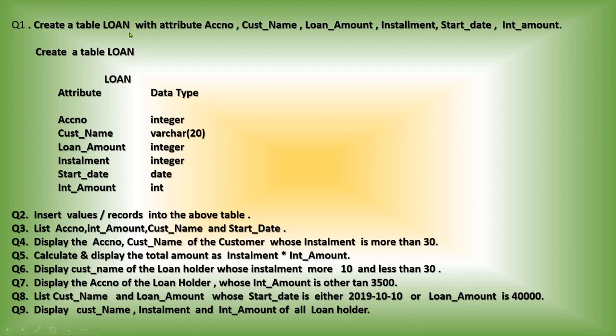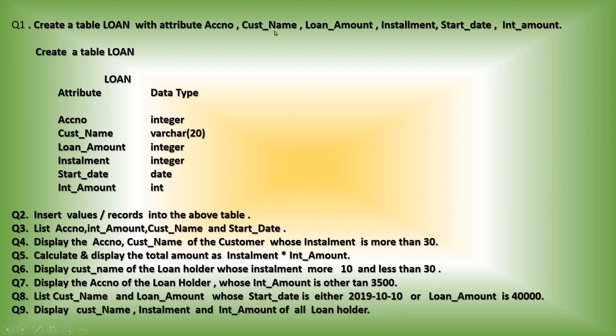Here, create a table loan with attributes account number, customer name, loan amount, installment, start date, end date. So when you create the table, first identify the attributes of the table. See, the first one is account number. Sometimes the question will be given like this, or they will give the question in another format. They will give the attribute name and its data type also.